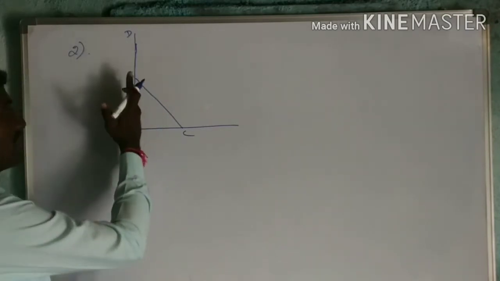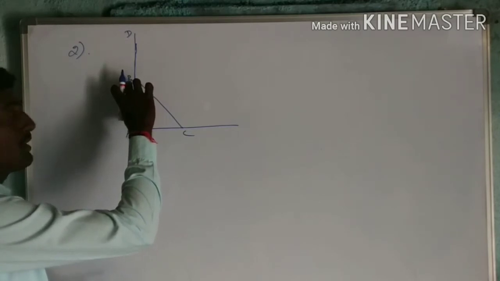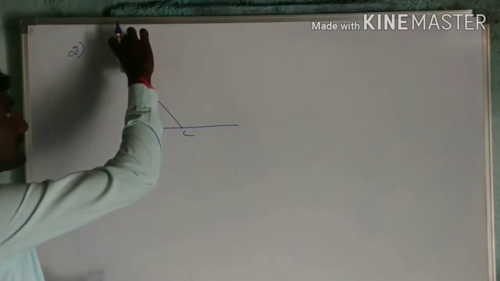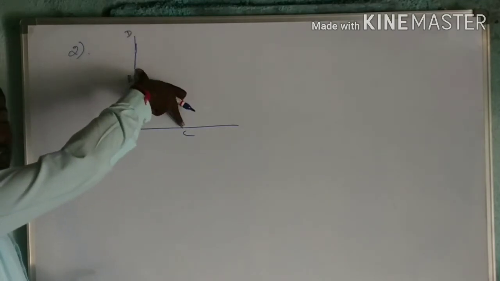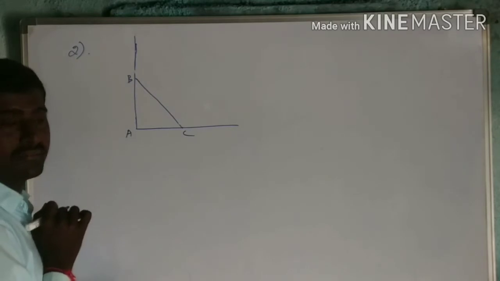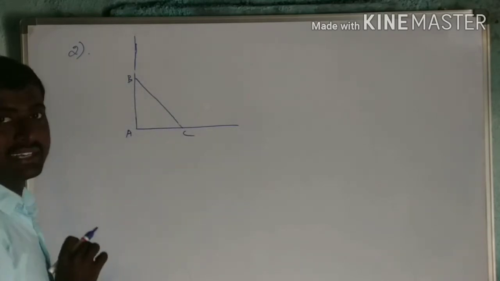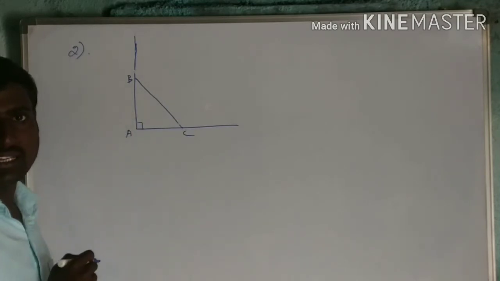Yes, because AD was a tree. It broke because of a storm. Now this BD cuts and the top of this D touches the ground. So this I can take as C. Now ABC is a tree. Now this is a right angle triangle. I can take it as a right angle triangle.